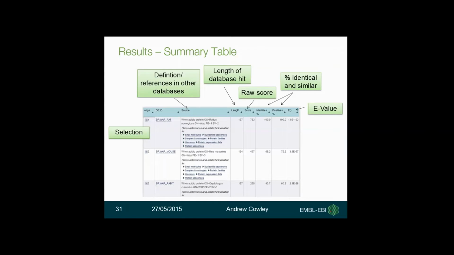Moving along, we have some results of the alignment. We have the length of the database hit. We have the score of the alignment. We have the percentage of identical residues or bases. And we have the percentage of similar residues or bases. And then finally, we have the all-important E-value.